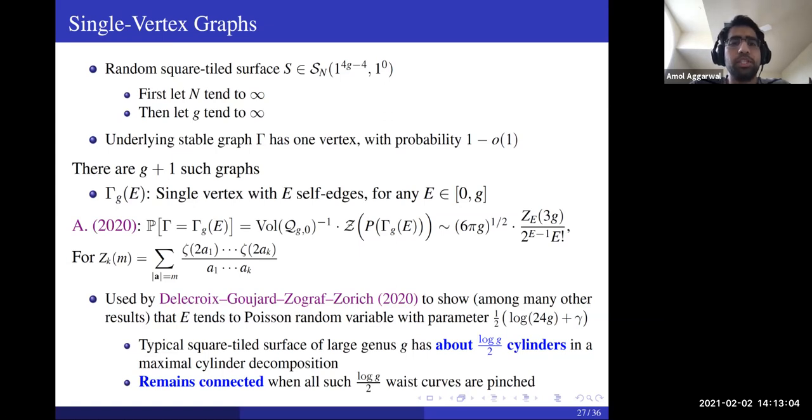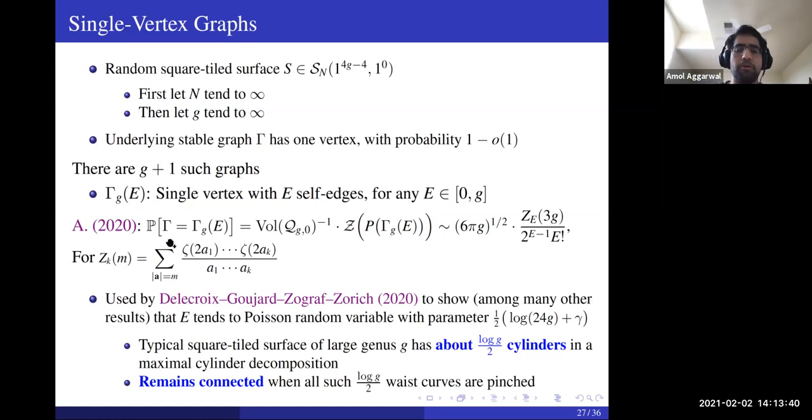So in this situation, just to remind you of the setup, one has a random square tiled surface with 2n squares of genus g. First one lets n tend to infinity, and then one lets g tend to infinity. So the underlying stable graph will have exactly one vertex with very high probability. And there are going to be g plus one such graphs. What these graphs look like is a single vertex with E self edges, or E loops, where E can range anywhere between zero and g. Okay.